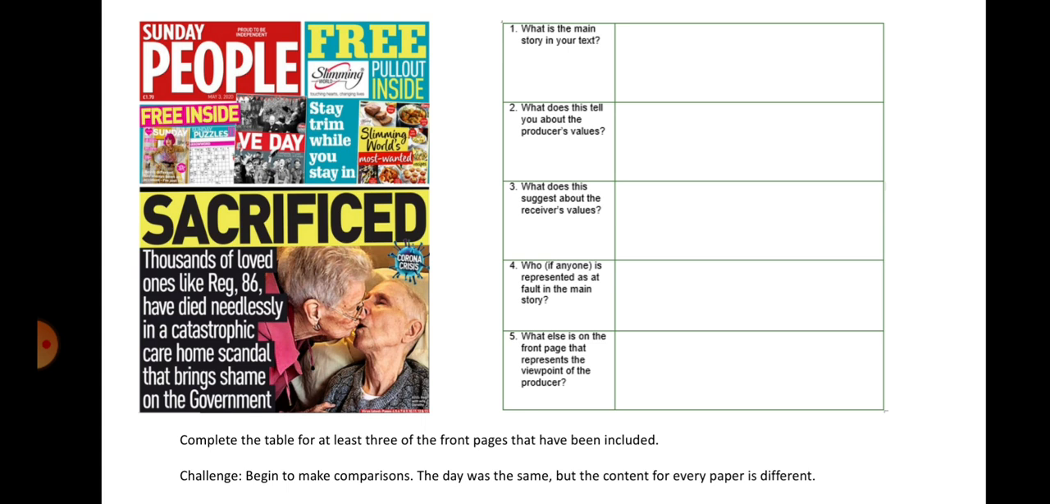What does this tell us about the producer's values? It's rare, but you'll see it. It's rare that there's not going to be some focus on the coronavirus at the moment because of the nature of it.